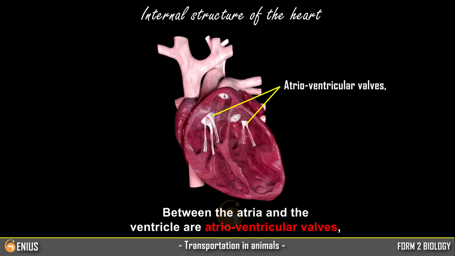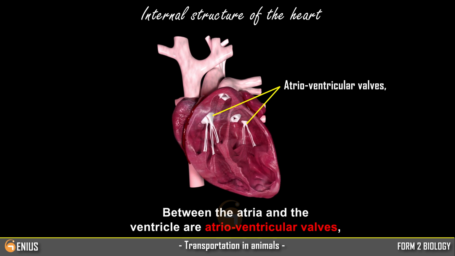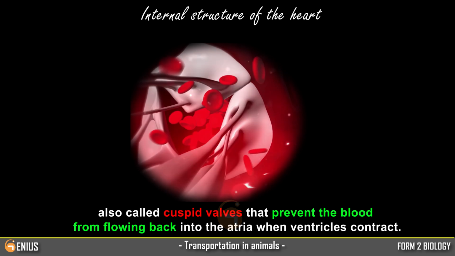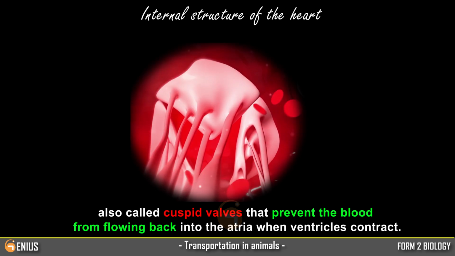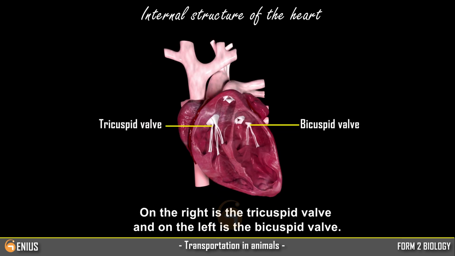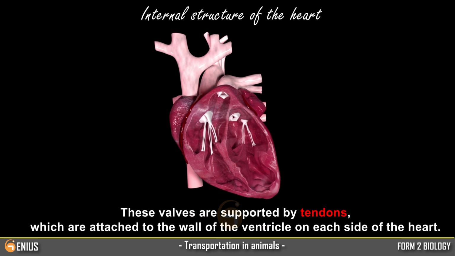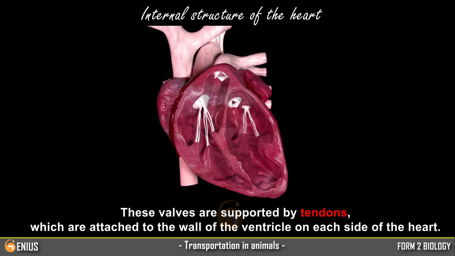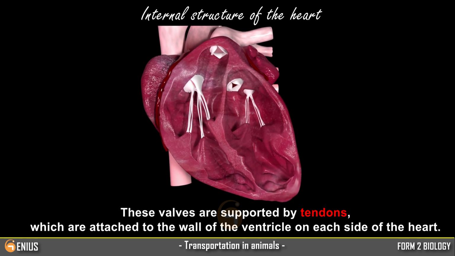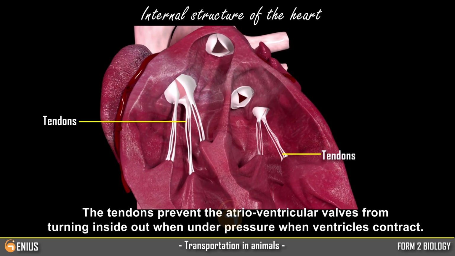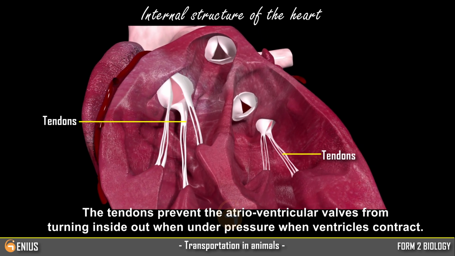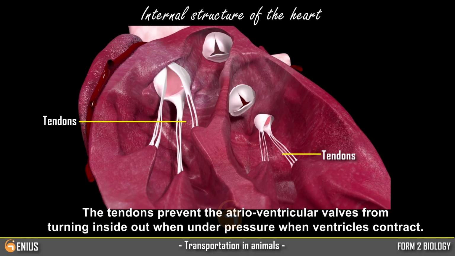Between the atria and the ventricle are atrioventricular valves, also called cuspid valves, that prevent the blood from flowing back into the atria when ventricles contract. On the right is the tricuspid valve and on the left is the bicuspid valve. These valves are supported by tendons, which are attached to the wall of the ventricle on each side of the heart. The tendons prevent the atrioventricular valves from turning inside out when under pressure when ventricles contract.